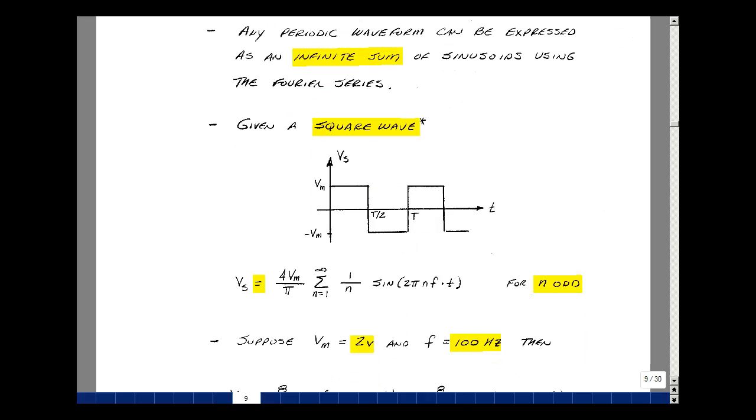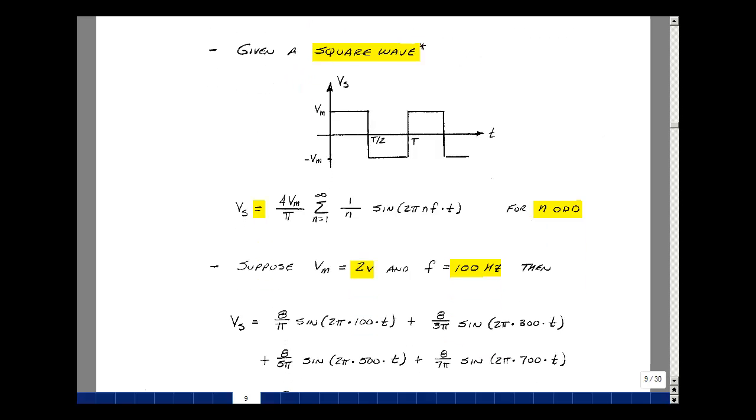I grabbed the expression for the Fourier series for this particular wave shape, and it's the following. It's equal to 4 V maximum over pi, where this is the V maximum value, times the summation from n equals 1 to infinity of 1 over n times the sine of 2 pi n f times t. Here n is an odd number, in other words 1, 3, 5, 7, and so on. Suppose we have a 2 volt square wave at 100 hertz. Then evaluating this equation for n equals 1, I'm going to have 4 times 2, which is 8, divided by pi, 1 over 1, and the sine of 2 pi times 1 times 100 times t.